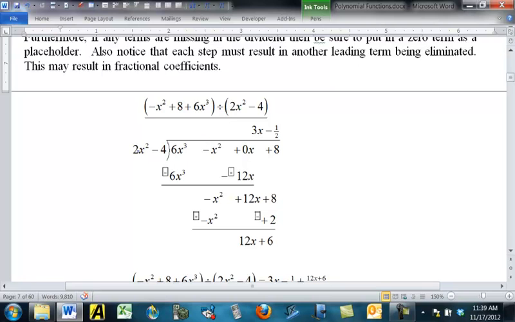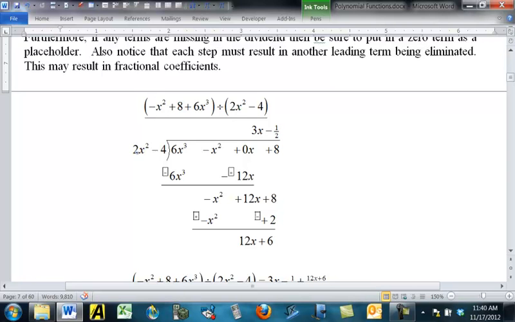So 3x times 2x squared is 6x cubed. 3x times negative 4 is negative 12x, again lined up under the x's. Change the signs and add, in other words subtract, and these cancel out. We got a negative x squared, a plus 12x, and a plus 8. Now negative x squared divided by 2x is negative 1/2. Notice you may have to use fractions there because this has to cancel out completely.